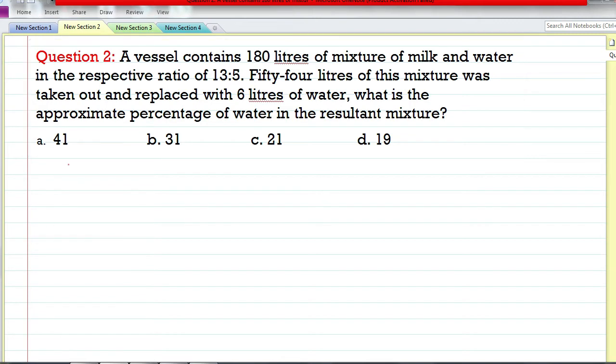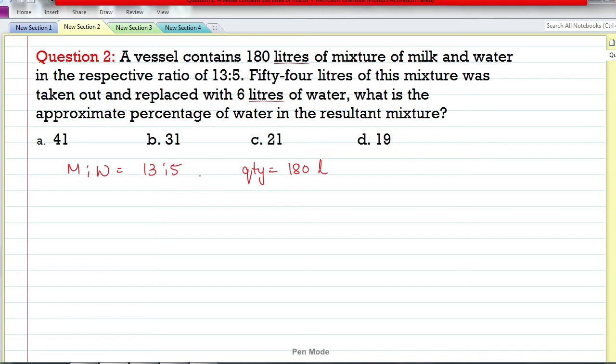So initially, milk and water ratio is 13:5 and the quantity is 180 liters. Now, how much was milk and water? If you observe, 13 plus 5 is 18, and the total is 180. So in such cases, whenever you have this ratio given, it means 1 liter is divided into 18 parts, and out of that 18 parts, 13 parts is milk and 5 parts is water. So the total will always be a multiple of 18.